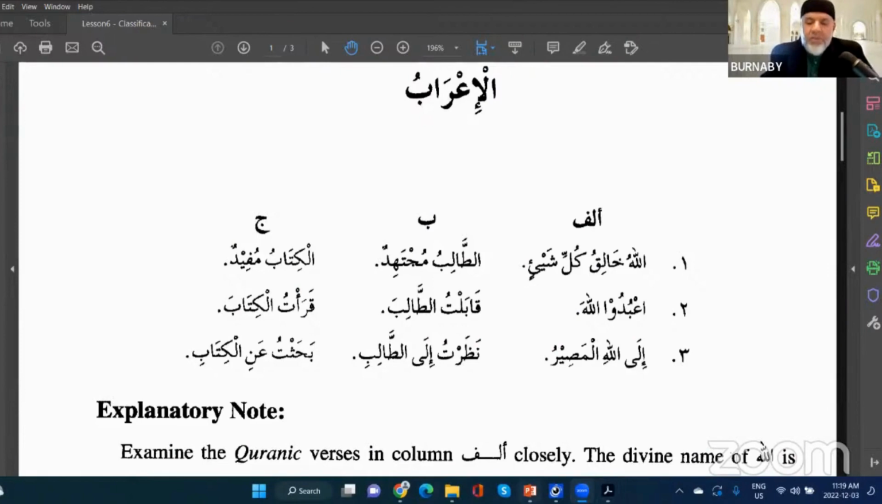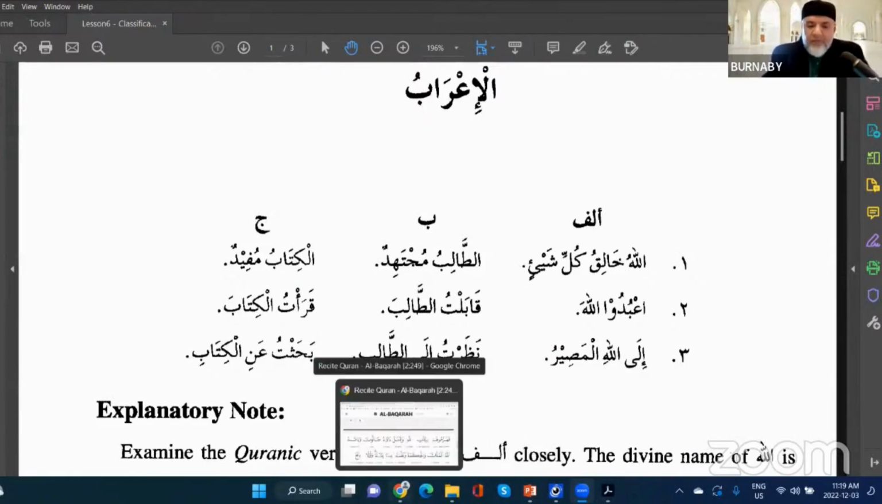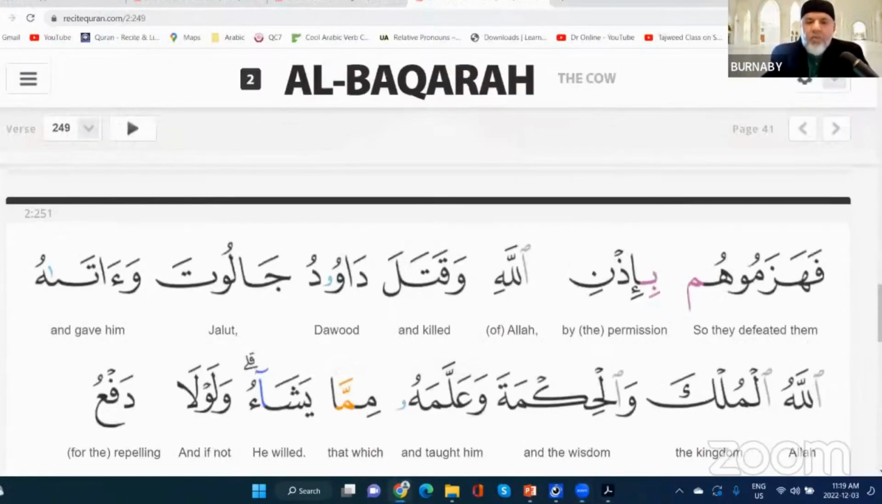Okay, so based on this conversation and a quick review, let's look at this one verse which I used earlier in my explanation of the status.